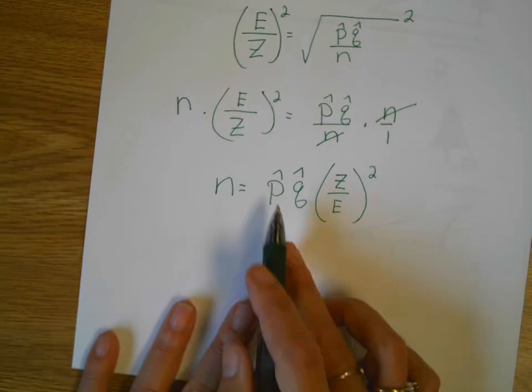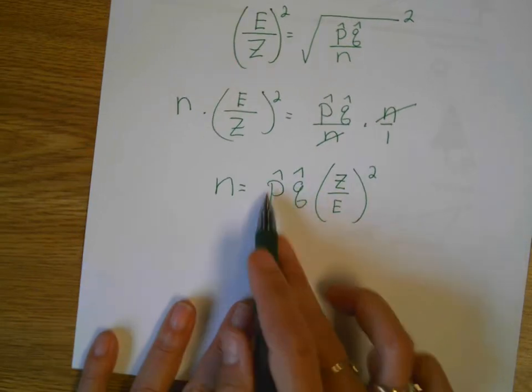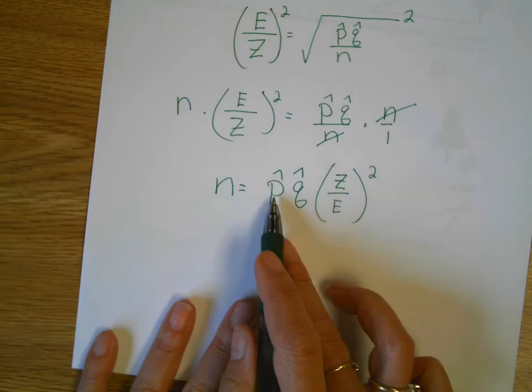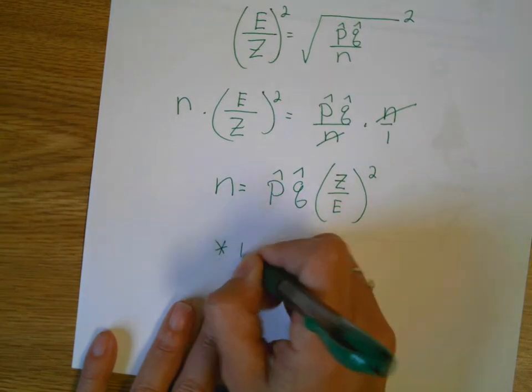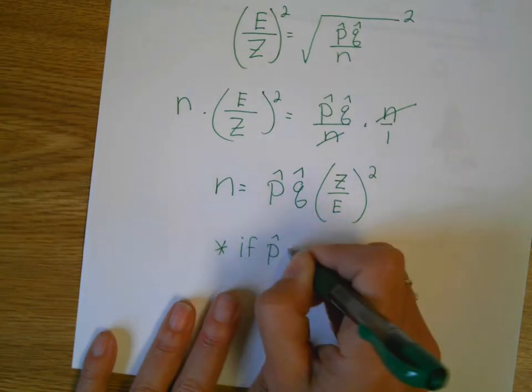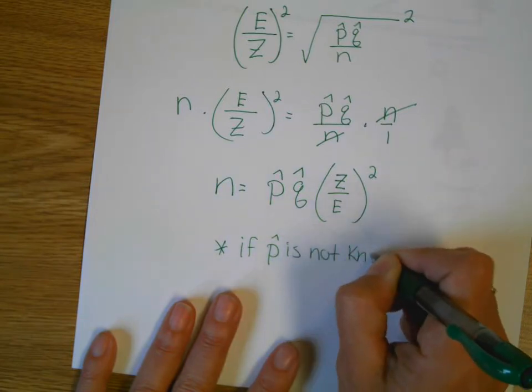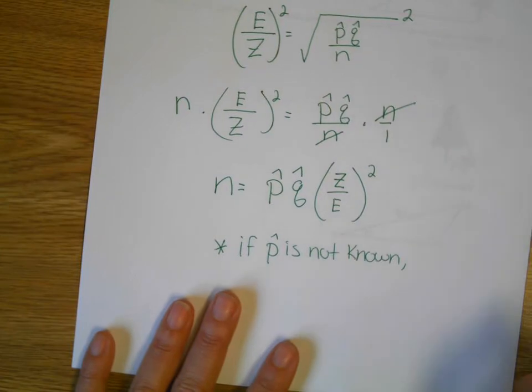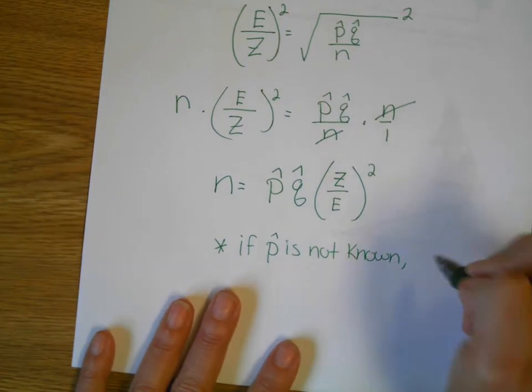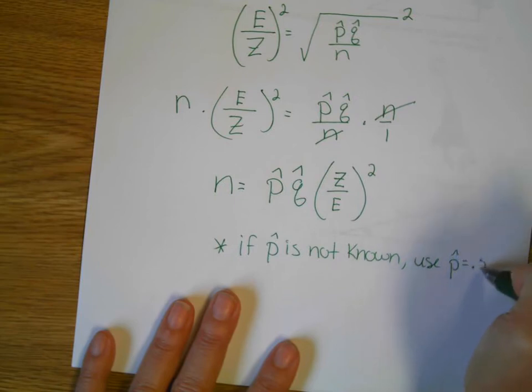And this is where, if you don't have any preliminary data, no p hats given, if p hat is not known, you want to maximize this, and you would use p hat equals 0.5.